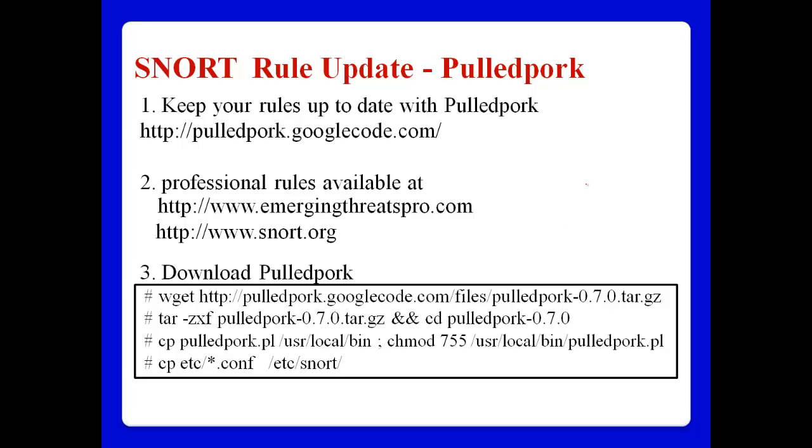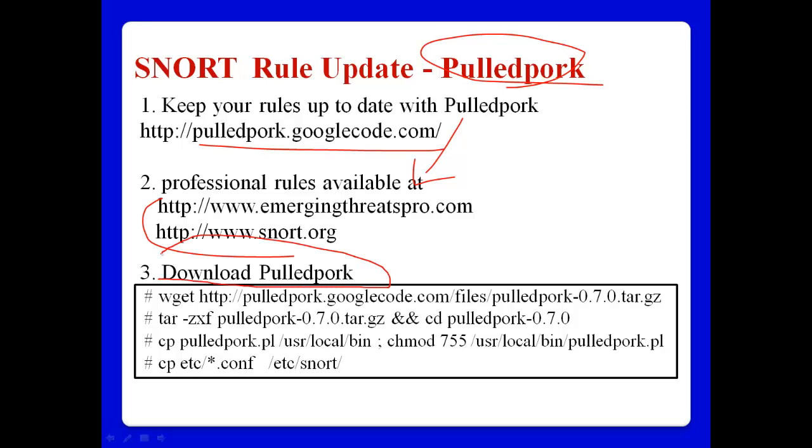Okay, so far I explained the meaning of each part of the Snort rules. Here I will introduce two kinds of applications for Snort rules, especially automatic update. At first, Pulledpork. If you go to this website, you can download this one, and if we visit these two websites, you can also download the Snort professional rules. Number 3, download Pulledpork. In my case, I will download this version, the latest version of Pulledpork.